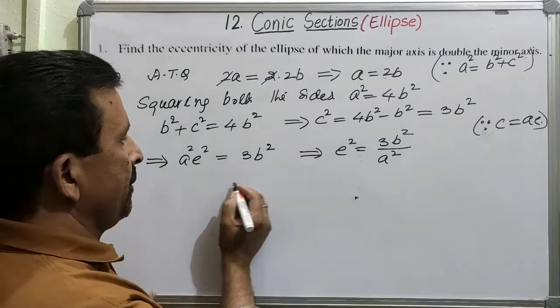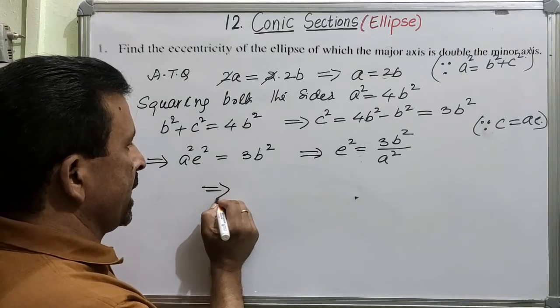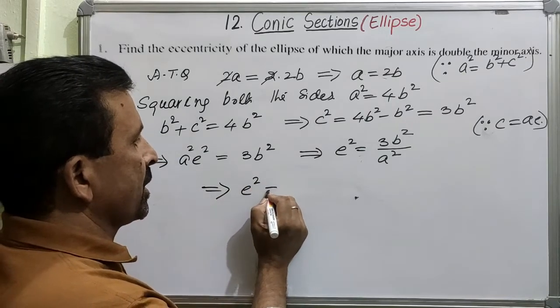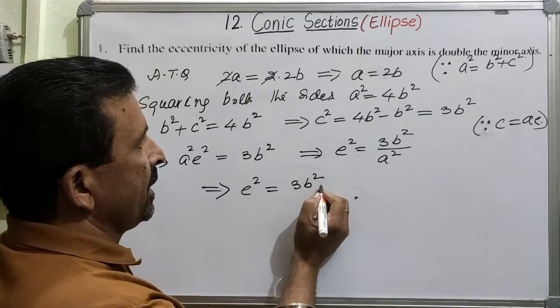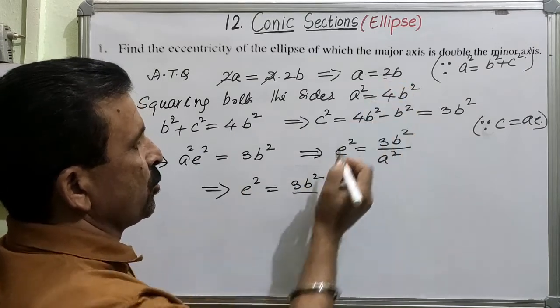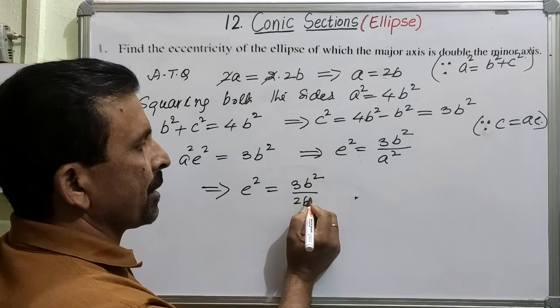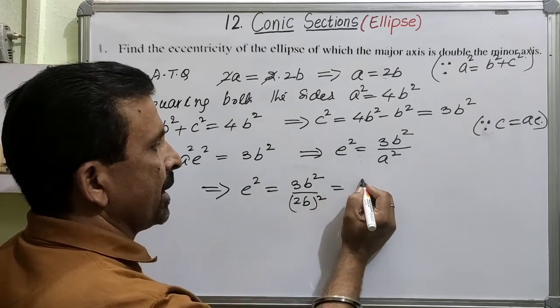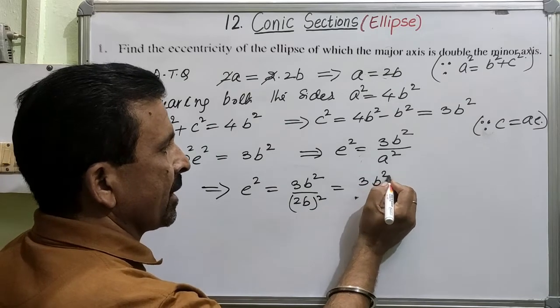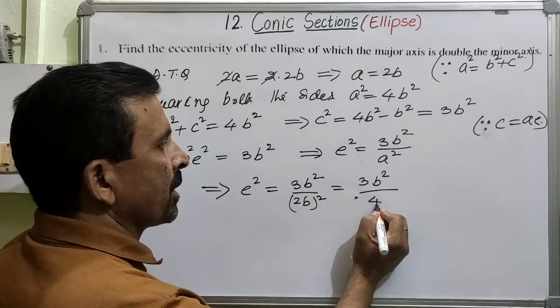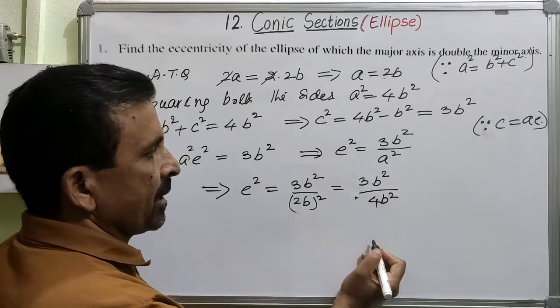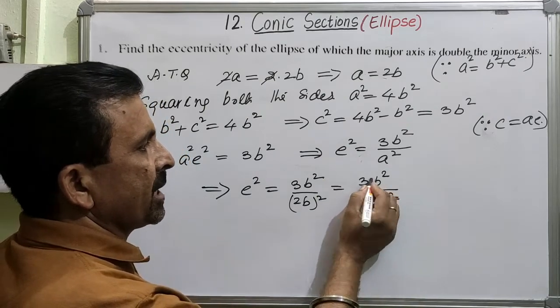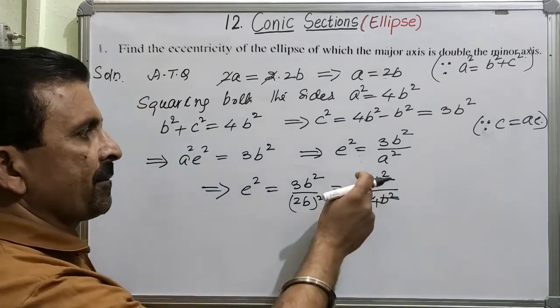So we can write this as e square is equal to 3b square, divided by a is equal to 2b, so 2b, and then you have to square. So this is a square. This will finally become 3b square over 4 b square. Alright, this b square and this b square cancel. We are left with 3 over 4.